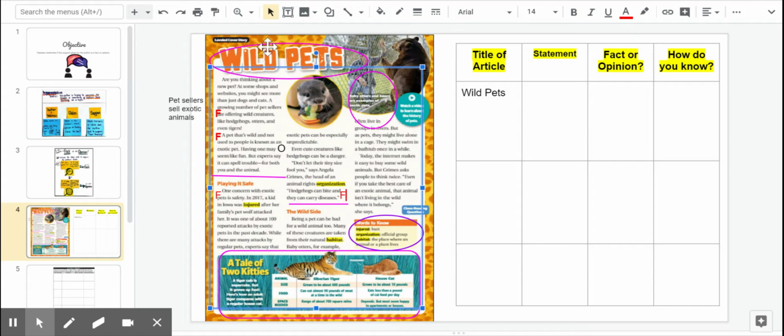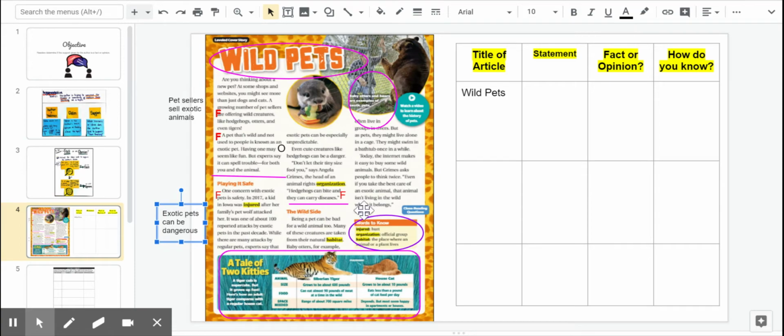But I'm also going to take a second. I'm going to stop and jot over here. And I'm going to put just exotic pets can be dangerous. Okay. So now we found a couple facts and we found some opinions too. There is another opinion over here, like an opinion word about how hedgehogs might be cute creatures, but it says that they can be dangerous. So that's kind of a mixture.